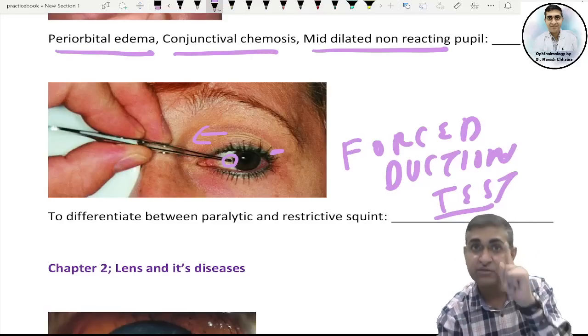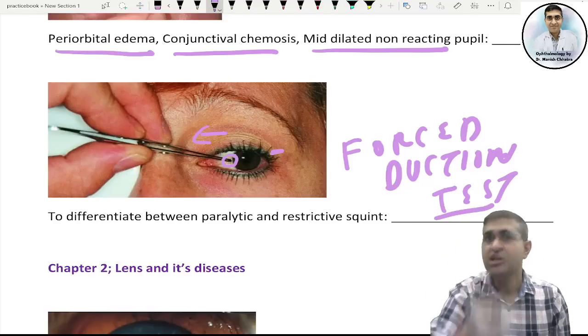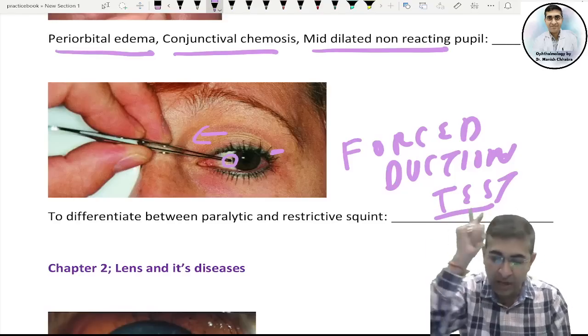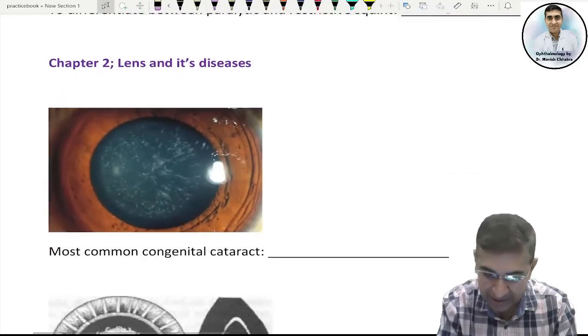So this is force duction. Force means zabardasti, duction means movement test. So you are forcefully moving the eyeball. Okay, now switching over to the images of the second chapter, which is your lens and its disease.